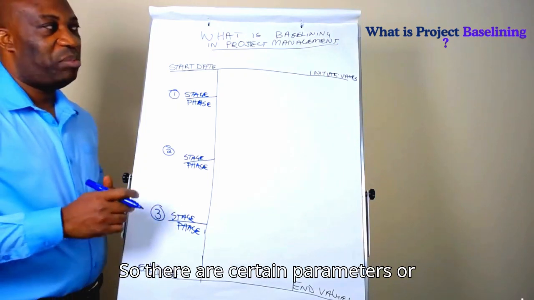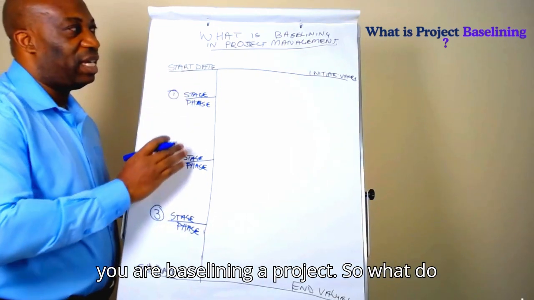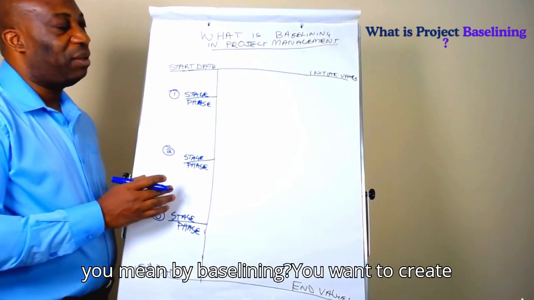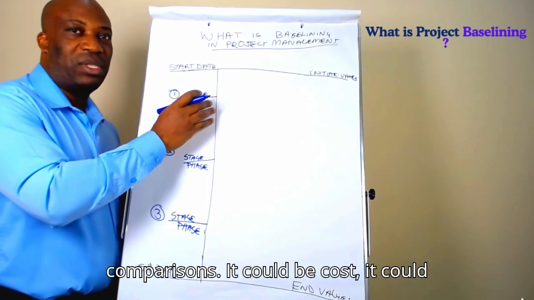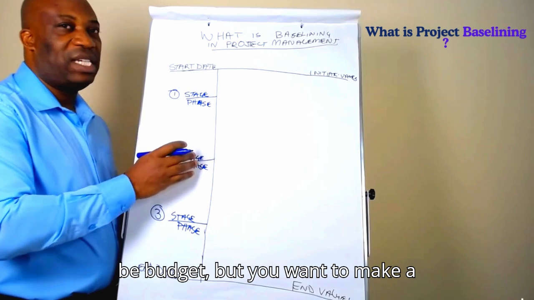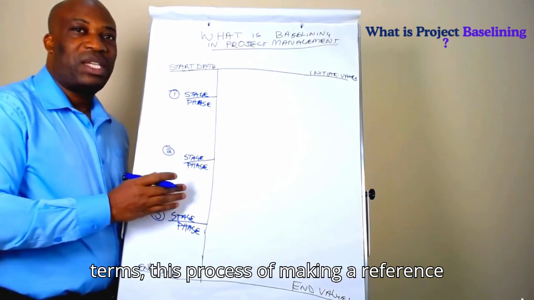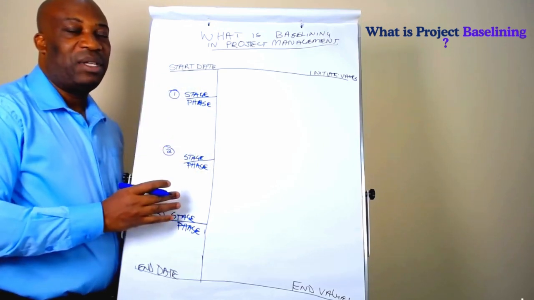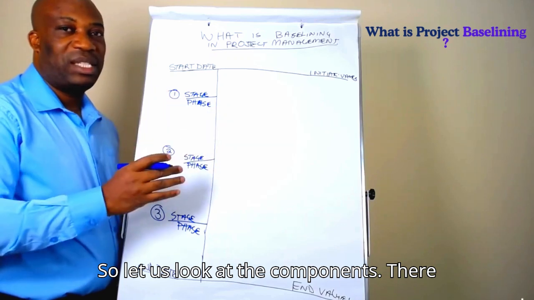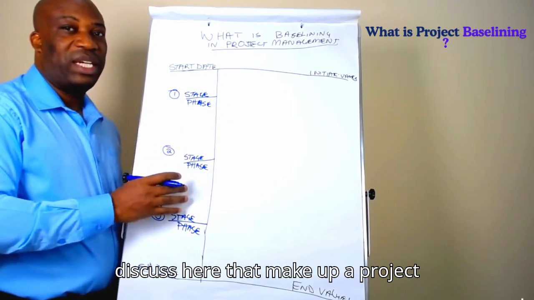So there are certain parameters or components that you have to consider when you're baselining a project. So what do you mean by baselining? You want to create a reference where you can make comparisons. It could be cost, it could be budget, but you want to make a reference. In project management terms, this process of making a reference is called project baselining. So let us look at the components. There are 10 of them which we are going to discuss here that make up a project baseline.